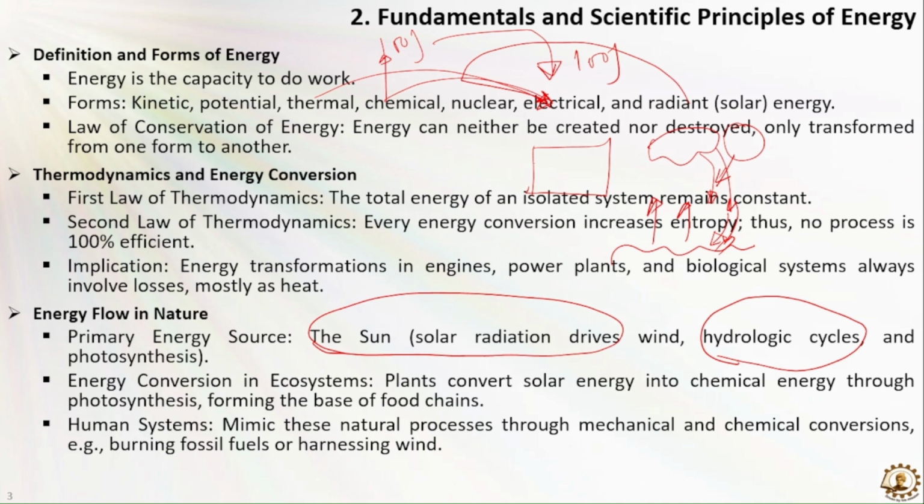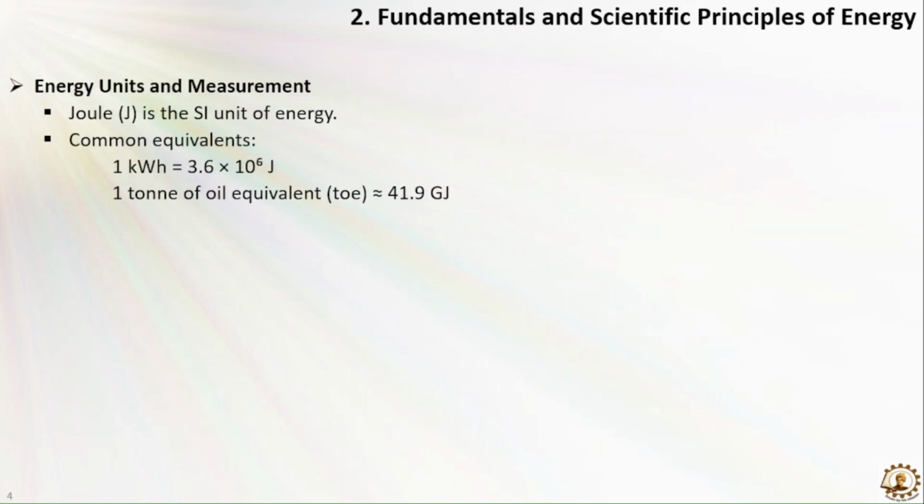Now, energy conversion in an ecosystem generally happens as the energy coming from the sun is trapped as chemical energy through the process of photosynthesis in plants, and it is transferred to other living beings or creatures. And we humans basically mimic all these natural processes through mechanical and chemical conversions, by burning fossil fuels or harnessing wind, and we transfer it to electrical energy.